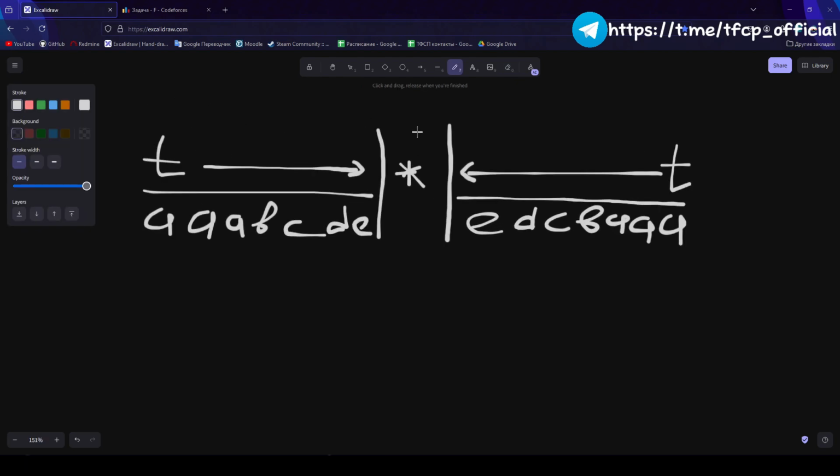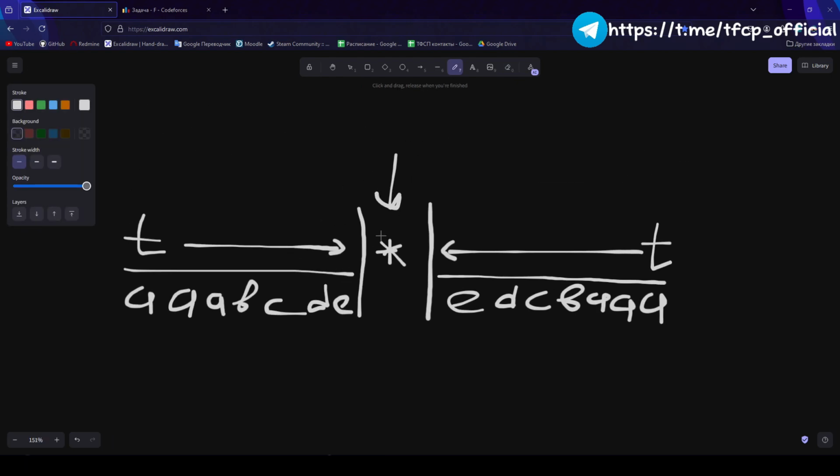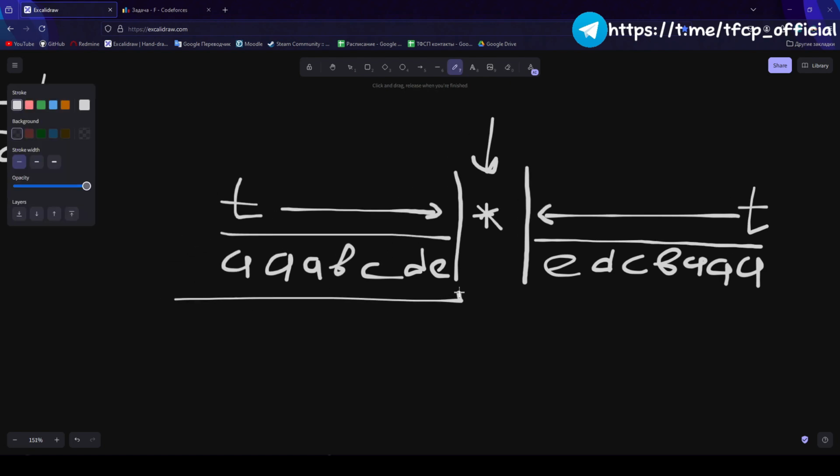this symbol won't fly anywhere, it will remain the only one, and its place will be only here. Therefore, the lexicographically minimal palindrome is built only based on the first half.